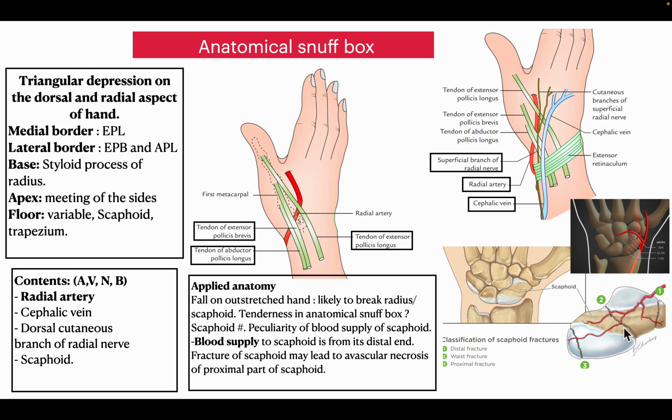Let's take the example of the waist fracture. It means whenever the scaphoid bone is fractured in the middle, only the distal aspect of the scaphoid bone will get blood supply, while the proximal aspect won't get blood supply. That leads to avascular necrosis of the proximal aspect of the scaphoid bone.